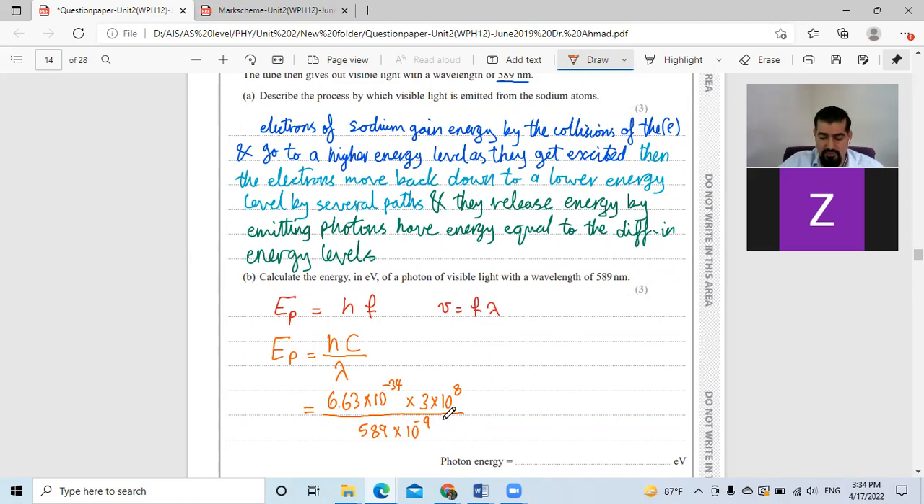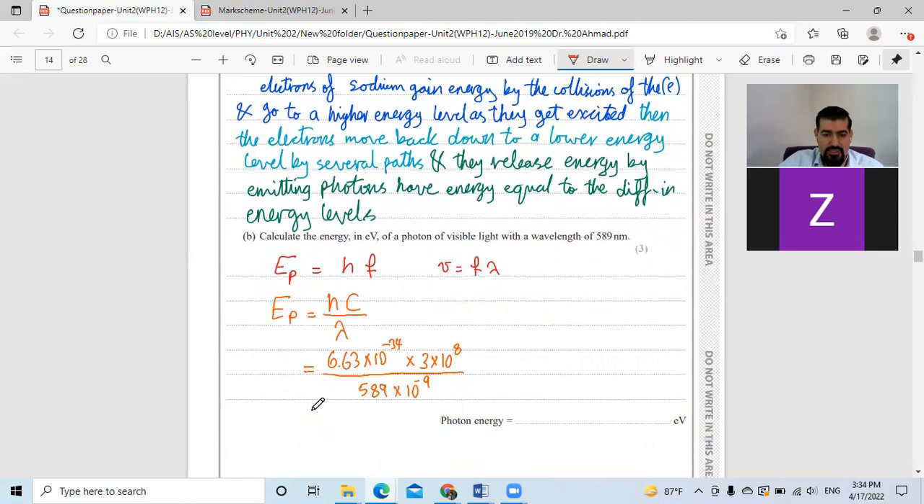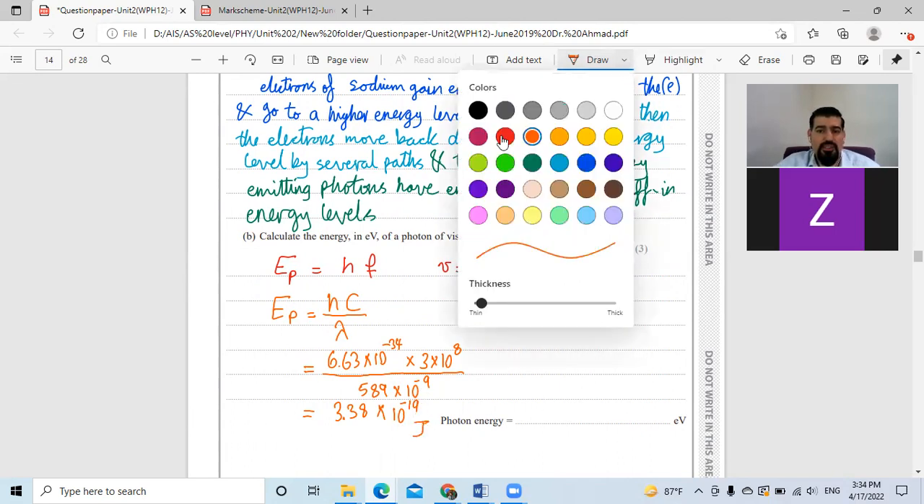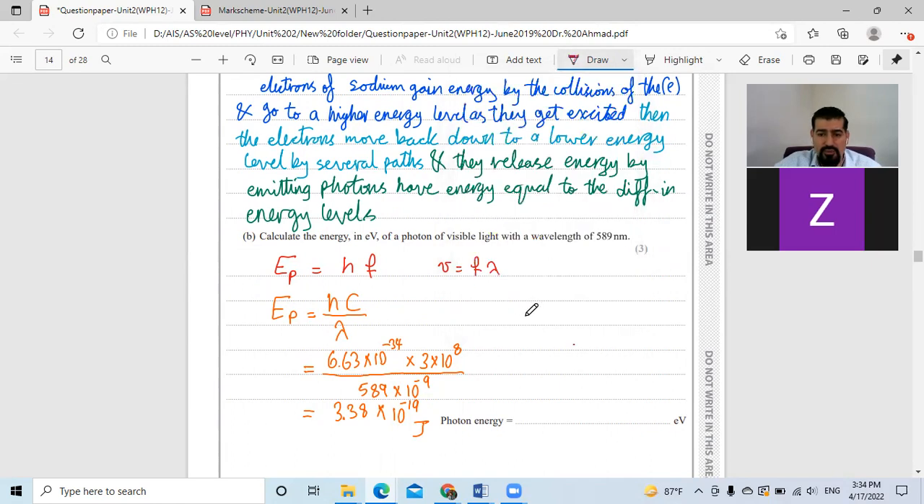By doing this, we can find the answer in joules. And the answer in joules is 3.38 times 10 to the power of negative 19 joules. Now, they didn't ask about the energy in joules, they asked about it in electron volts. So that means we have to convert it from joules to electron volts. We have to divide this value by the charge of each electron, which is 1.6 times 10 to the power of negative 19.